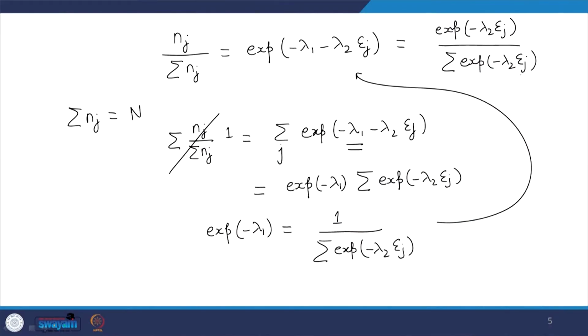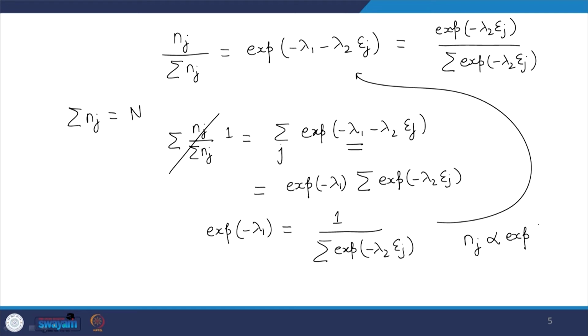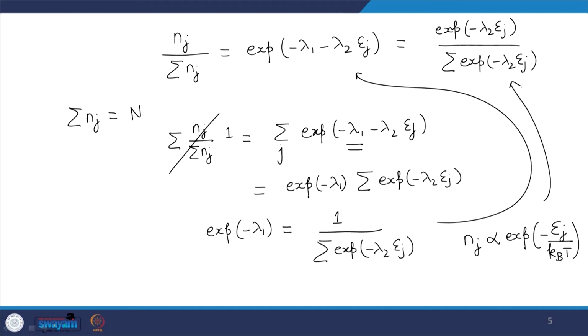So, what we have used earlier is that I said that the number of molecules in a state j or having energy epsilon j is proportional to exponential of minus epsilon j by kBT. So, if I compare this expression with that expression, the denominator is a summation. So, whatever we have here should apply to the numerator, and what we should find then is lambda 2 is equal to 1 over kBT, which is referred to as beta in statistical mechanics, right.